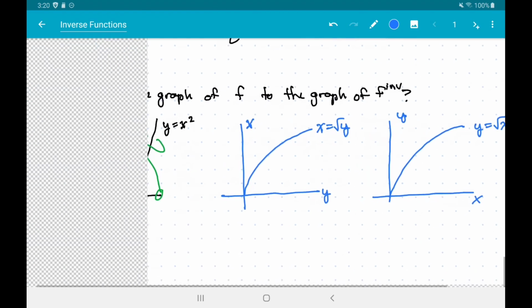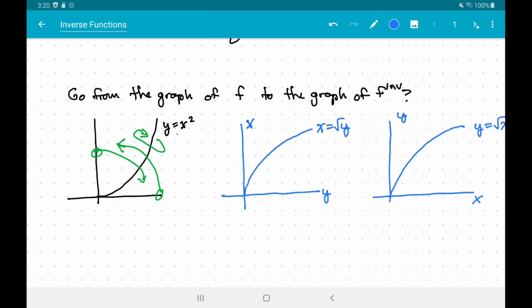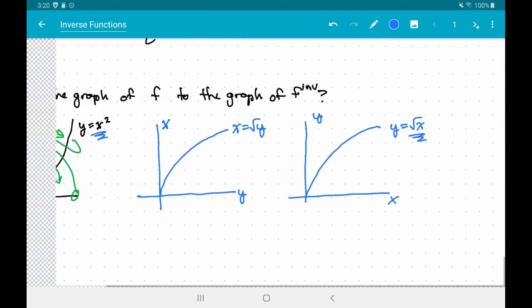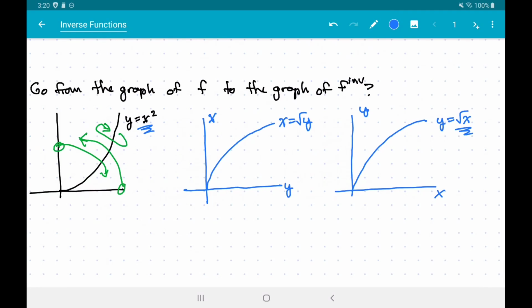So I have gone from the graph of the squaring function to the graph of its inverse visually by interchanging the roles of the axes and by flipping the graph over a mirror line at 45 degrees between the axes. Okay, so there you go. Quick review of inverse functions.